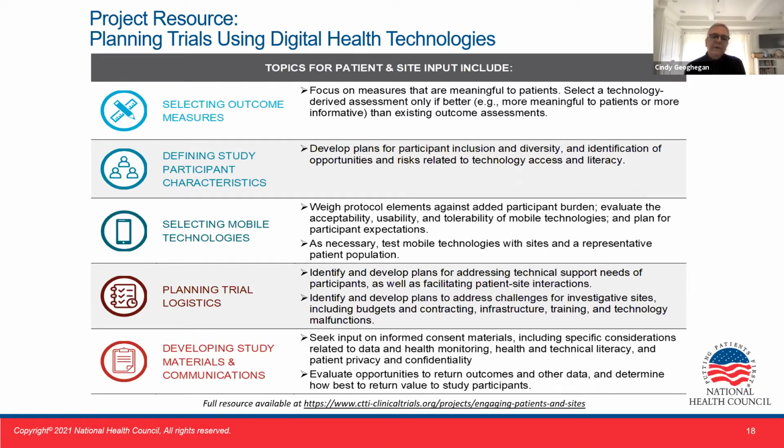Defining the study participant characteristics. So for example, you need to look at inclusion and diversity. So if you need to do research on a population that might not have the health literacy or the digital technology ability or even broadband access, you need to look at that as well. And also in selecting the mobile technologies, you've got to weigh the protocol elements against the participant burden, because in some cases you're really shifting a burden and some risk to the patient or the participant and family member that might have taken place at a site. And then planning the trial logistics.